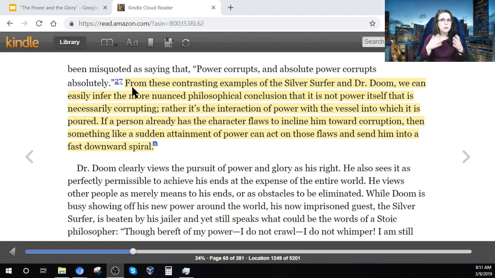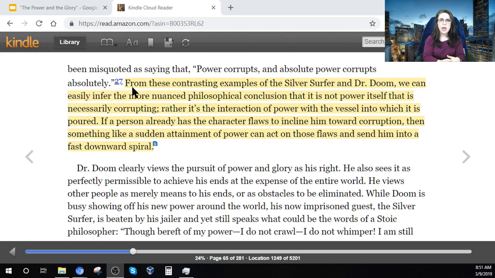So, this is really great writing. What the authors have done is they have introduced you to their topic, which is power and glory. They show you that this issue can be traced all the way back to classical times. They show you that it is still relevant and still current by looking at comic book characters. Later on in the chapter, they'll even reference comic book movies.